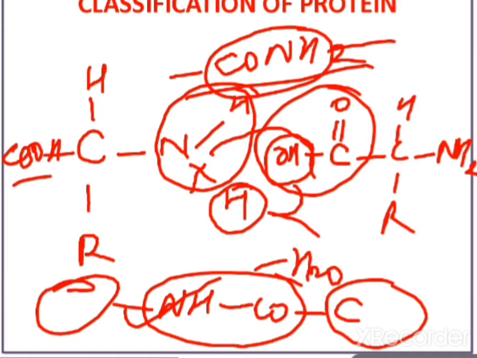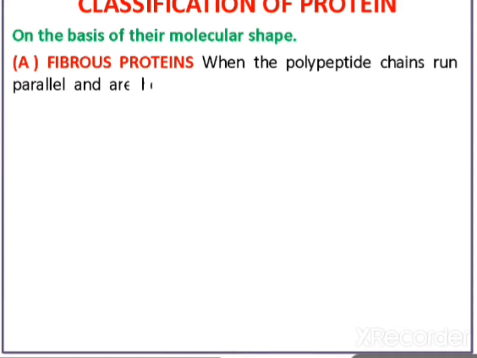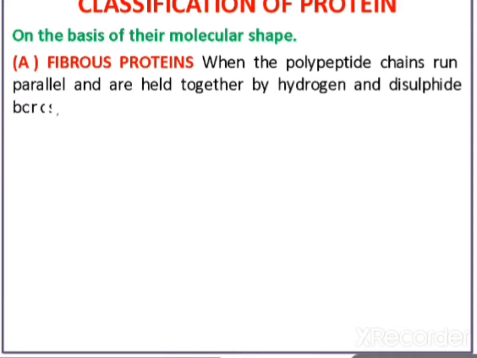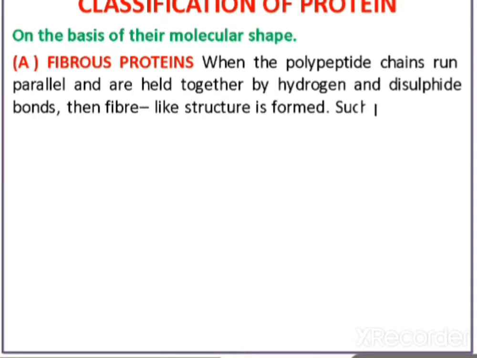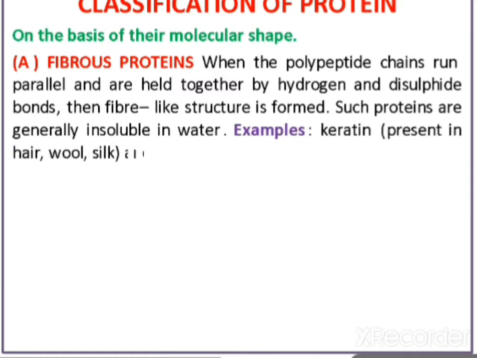Got it? Now, classification of proteins. On the basis of their molecular shape, we can classify proteins as fibrous proteins. When the polypeptide chains run parallel and are held together by hydrogen and disulfide bonds, then a fiber-like structure is formed. Such proteins are generally insoluble in water. Examples: keratin, present in hair, wool and silk, and myosin, present in muscles. So what are fibrous proteins?